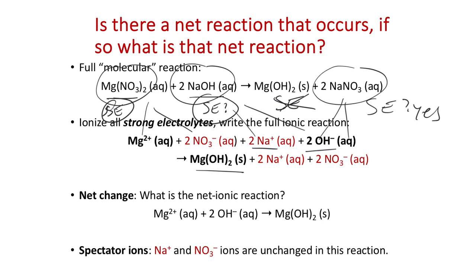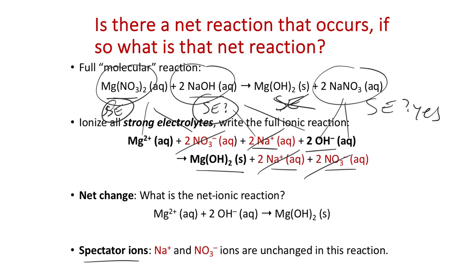And so then we can think about which ions are the same on both sides of the reaction. Those are our spectator ions. So the spectators are the unchanged ions. They're the ions that like watch the reaction. Now when I do this, when I cancel out the spectator ions, they're not disappearing.